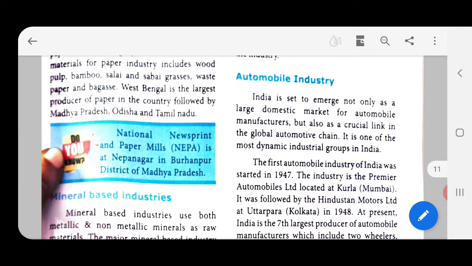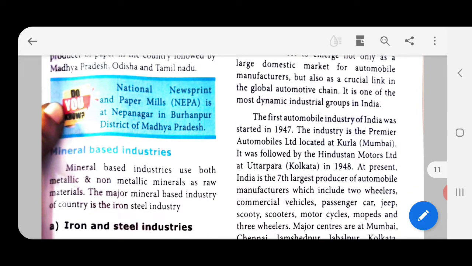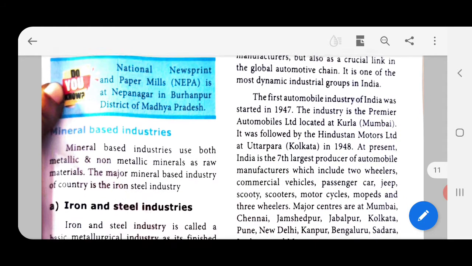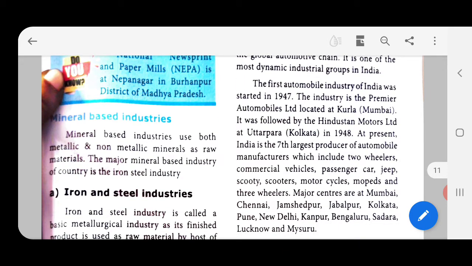Automobile industry. Automobile, you know, car, your bus, your two wheelers. India is set to emerge not only as a large domestic market for automobile manufacturers, but also as a crucial link in the global automotive chain. It is one of the most dynamic industrial groups in India. So, we all know that we are also a part of the automobile manufacturers. The first automobile industry of India was started in 1947.